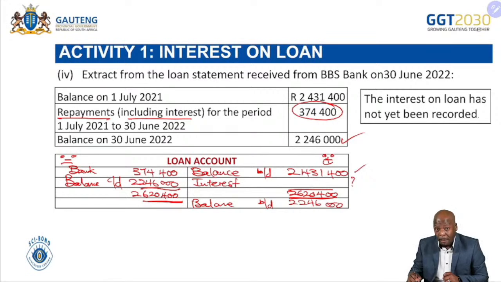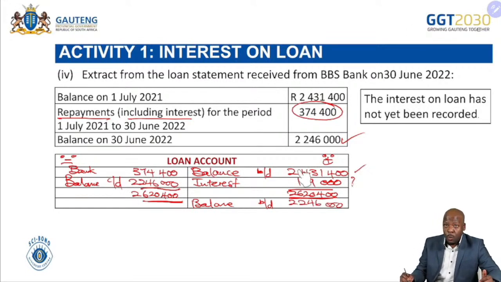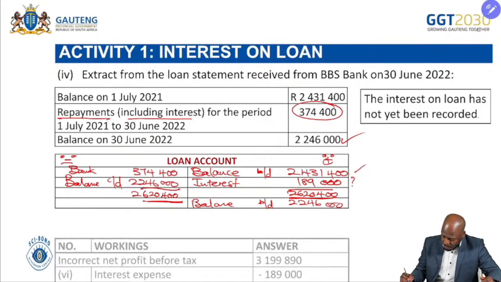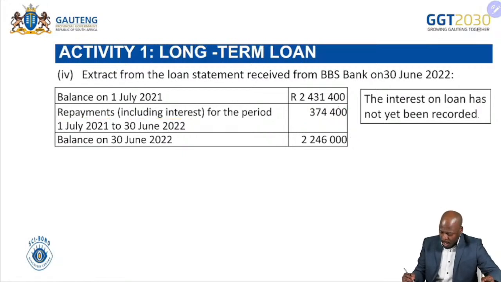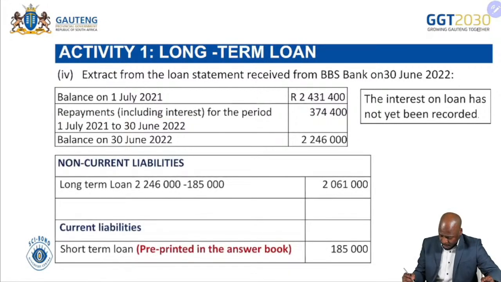Please give it to me. How much are you getting? Thank you so much. Someone is saying 189,000. You get interest of 189,000. Let us quickly see how this would appear in the correct net profit calculation. Here, remember, this is interest expense. So I'm coming here to subtract it, minus 189,000. How would this calculation affect the statement of financial position?